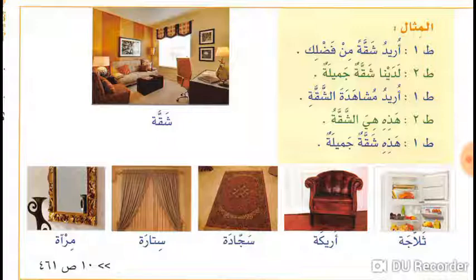أريد شقة، أريد الثلاجة من فضلك. I want a refrigerator. لدينا شقة جميلة. We have a beautiful refrigerator. أريد مشاهدة. I want to see the refrigerator. هذه هي الثلاجة.